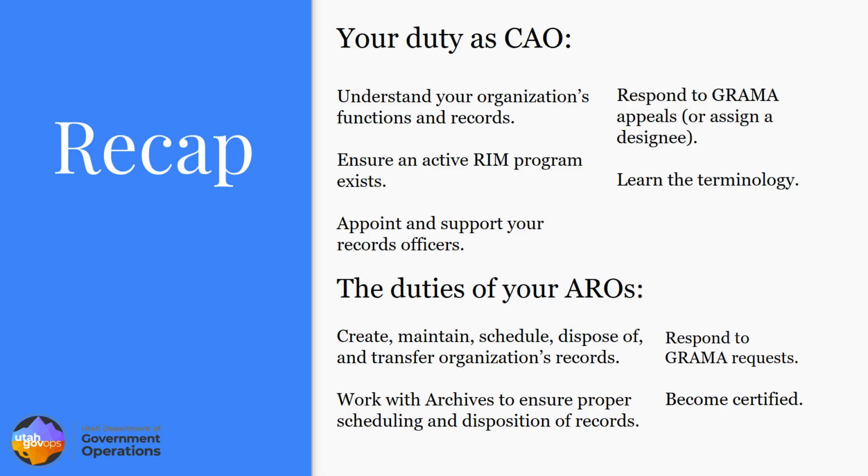So to recap, your duty as Chief Administrative Officer is to understand your organization's functions and records, ensure an active RIM program, appoint and support your records officers, respond to GRAMA appeals or assign a designee, and learn the terminology. And the duties of your AROs include create, maintain, schedule, dispose of, and transfer your organization's records, work with archives to ensure proper scheduling and disposition of those records, respond to GRAMA requests, and become certified.